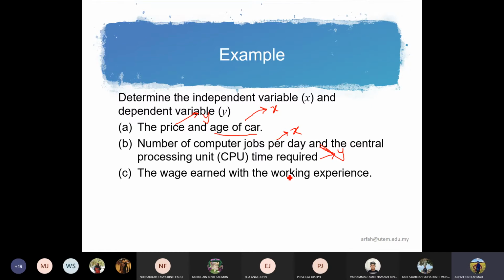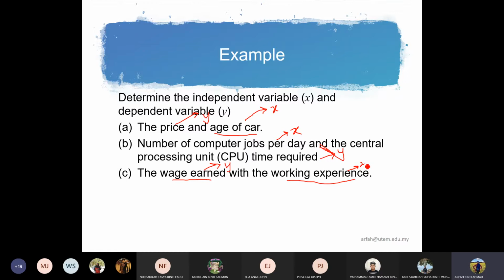So which one is your independent and which one is your dependent variable? Working experience X, wage Y. Yep, betul. Okay. Working experience will be your X dan wage earn will be your Y. Okay. So makin lama working experience, makin tinggi gaji. Wage is gaji. Okay. So kalau fresh graduate, gajinya akan lebih rendah. So working experience akan tentukan berapa banyak gaji yang akan diperolehi.